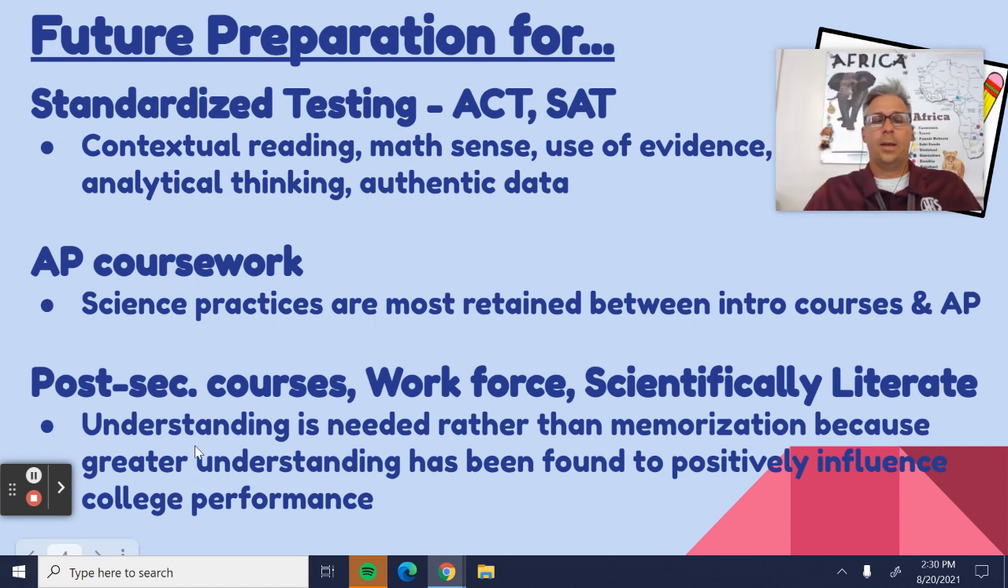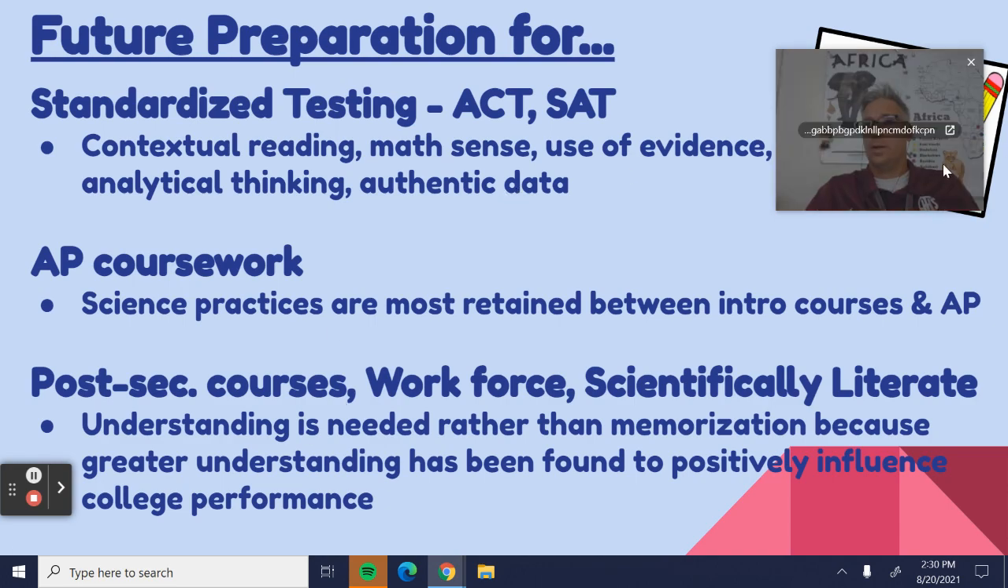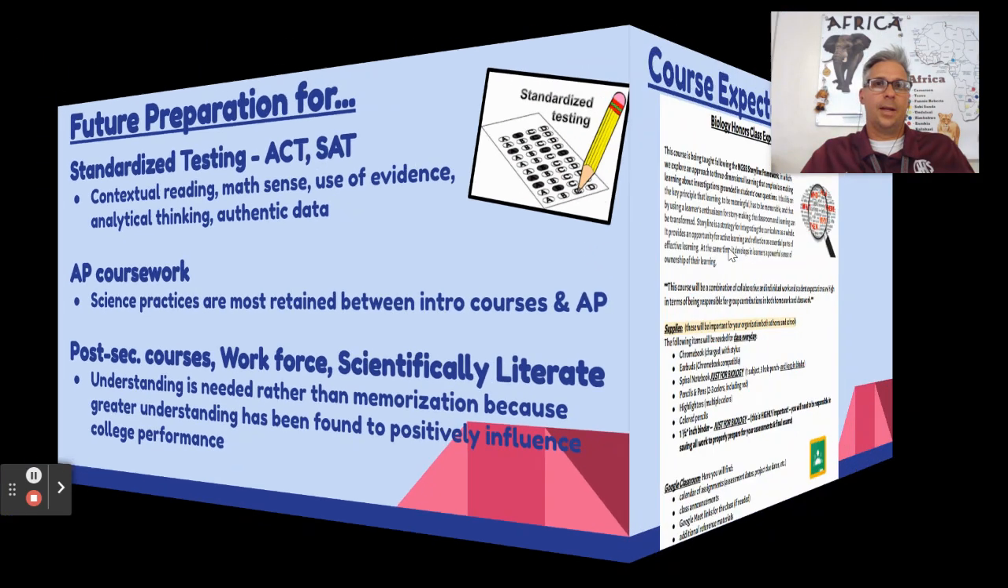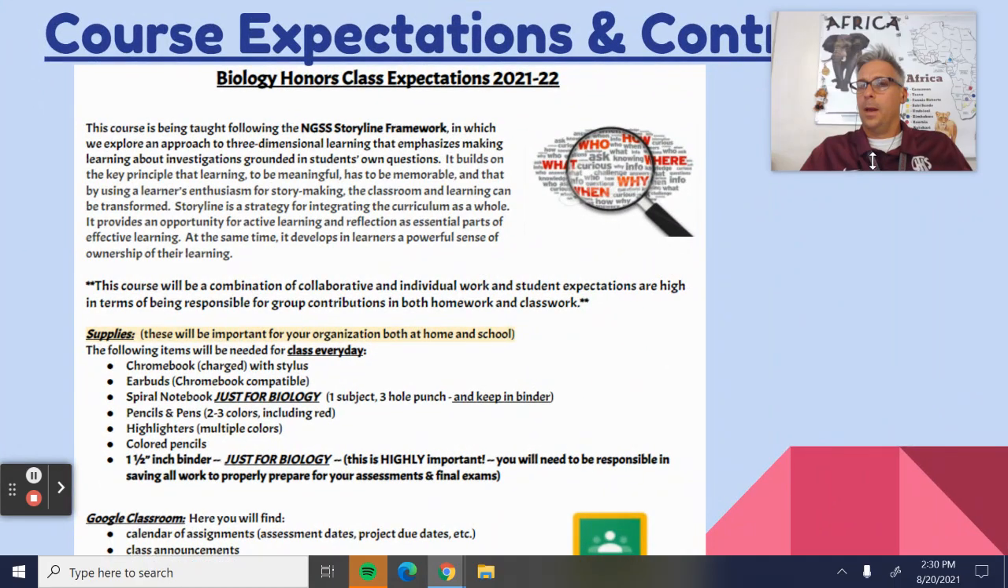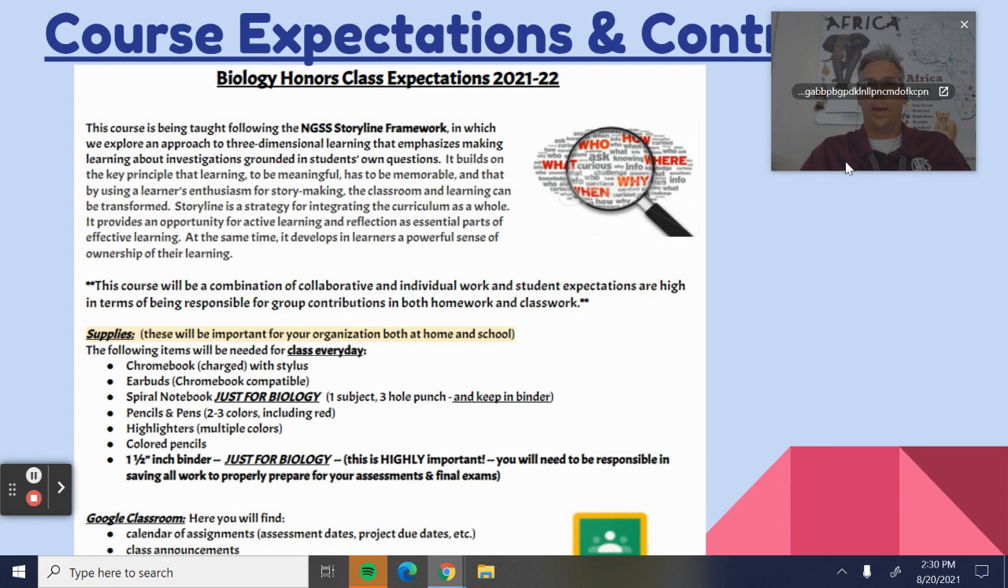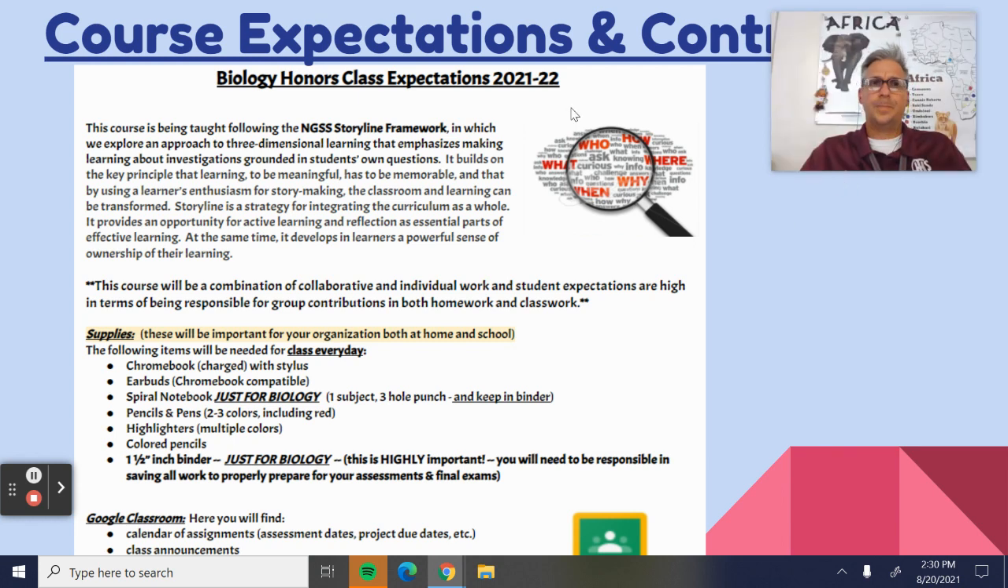And then finally, all your post-secondary courses, the workforce, being scientifically literate, right? Understanding the need for a greater depth of understanding rather than just memorizing of facts, and just putting that information into practice is our emphasis this year. So we're asking the kids to be open-minded and come prepared and willing to work and experience a new way of rolling through some of the material.